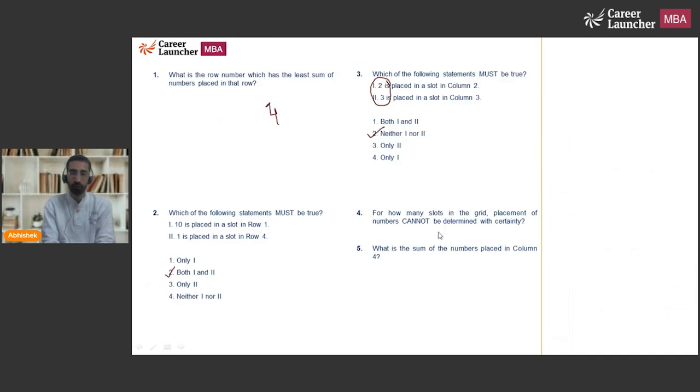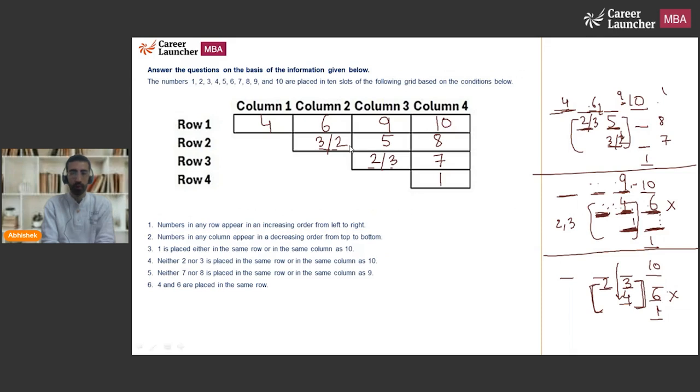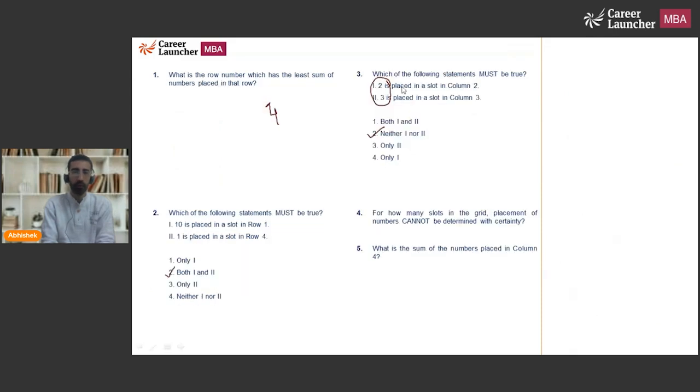Both are false. How many slots on the grid cannot be determined with certainty? 2. The places for 3 and 2. They can't be determined with certainty. All the others can. So that's it.